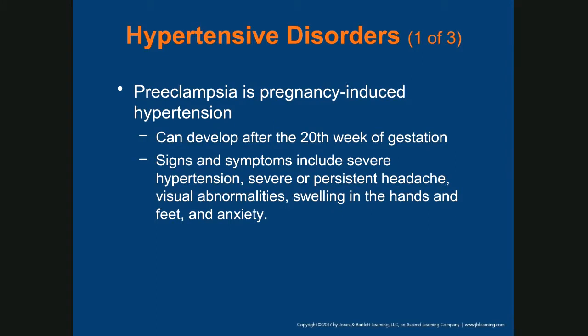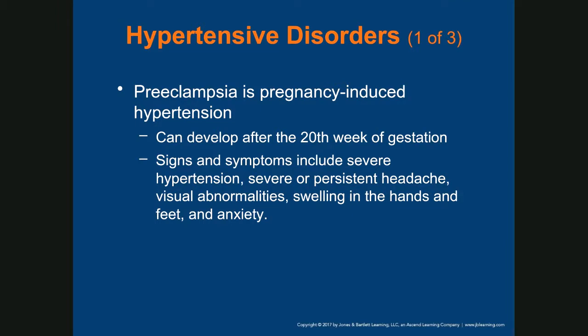So they can develop preeclampsia, which is pregnancy-induced hypertension, right? So this is when they develop hypertension after the 20th week of gestation. And this can cause significant issues with the growth and development of the fetus, right?